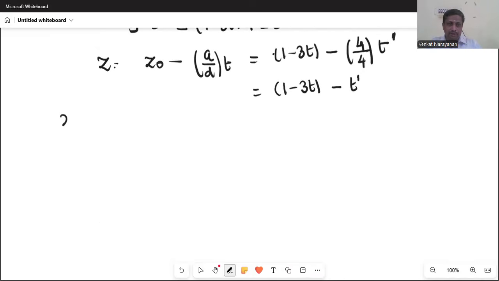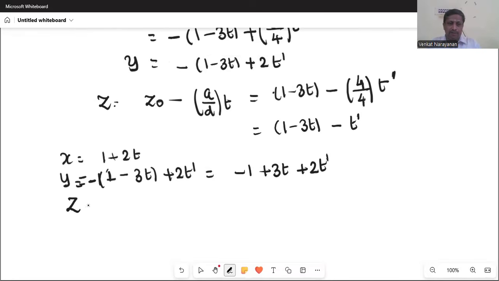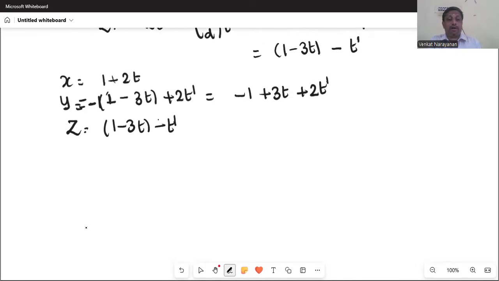What is the solution? x is equal to 1 plus 2t, and y is minus 1 minus 3t plus 2t dash, which is nothing but minus 1 plus 3t plus 2t dash, and z is 1 minus 3t minus t dash.